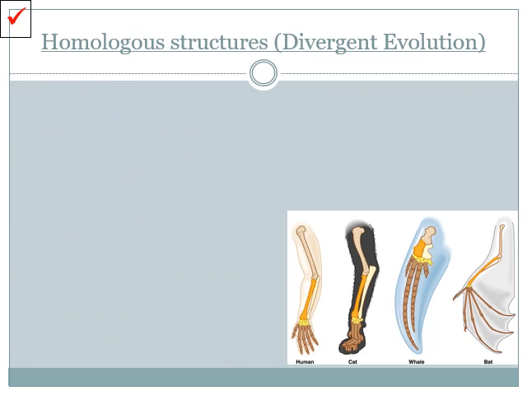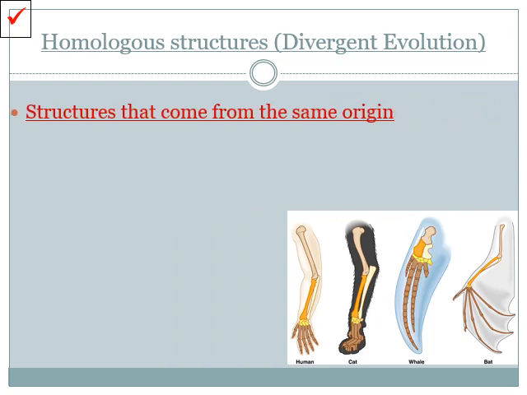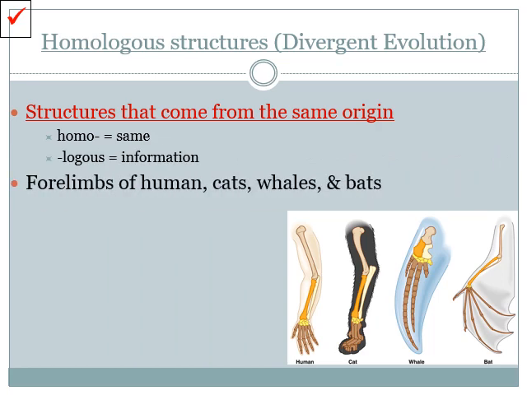The first structure type I wanted to talk about today were homologous structures. Homologous structures are structures that came from the same origin. So homo meaning same, logos meaning information. Some examples of this include the forelimbs of humans, cats, whales, and bats. If you take a look in the bottom right-hand corner here, you'll notice that they all have the same bones. They're just arranged in different ways, different sizes and different shapes.